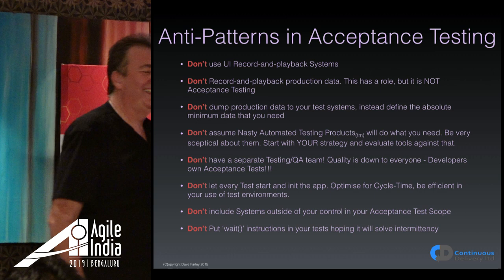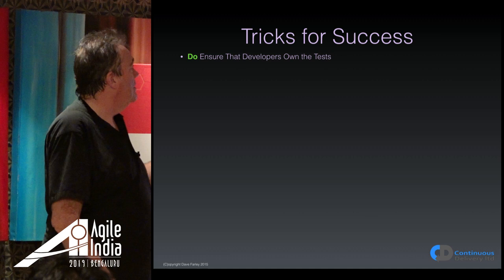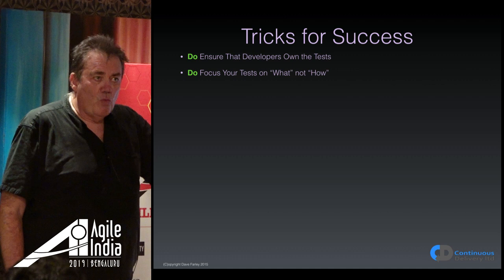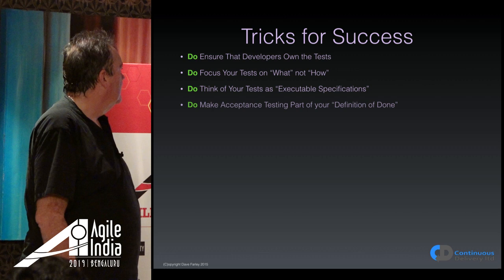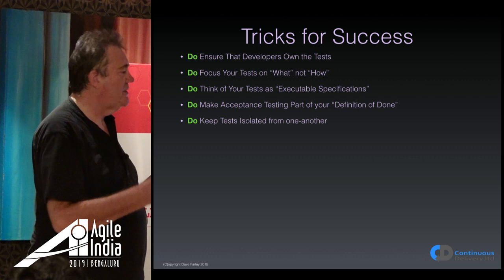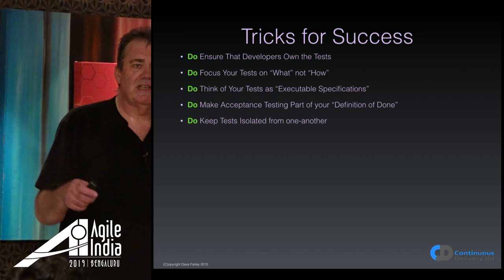Tricks for success. Do ensure that developers own the tests. Close that feedback loop. Do focus your tests on what the system needs to do, not how the system works. Think of your tests as executable specifications and use them in that capacity. Make acceptance testing part of your automated definition of done. Build it into your development process. Keep tests isolated from one another. Use the functional isolation and temporal isolation techniques.